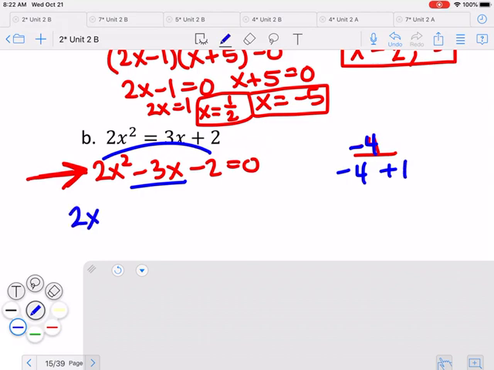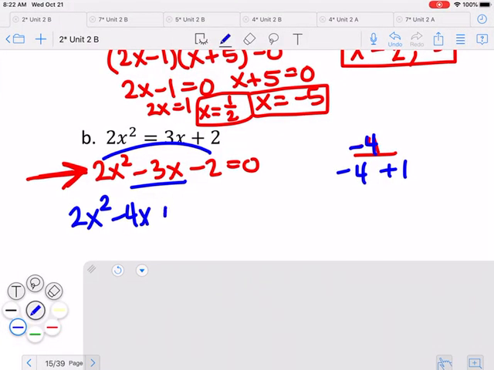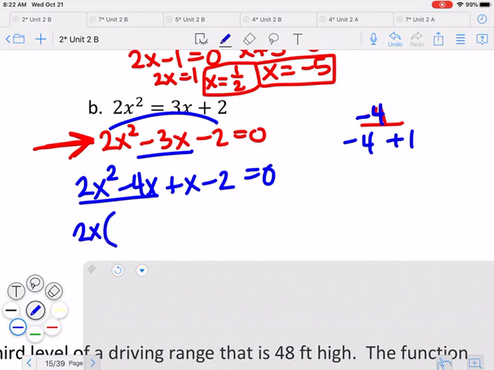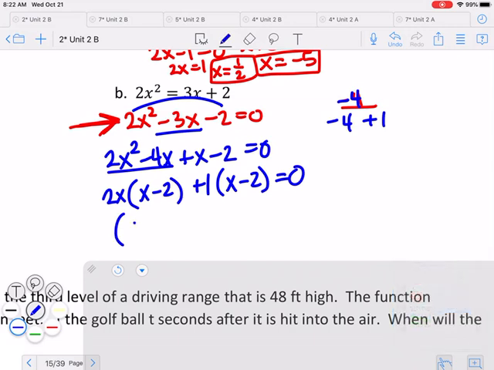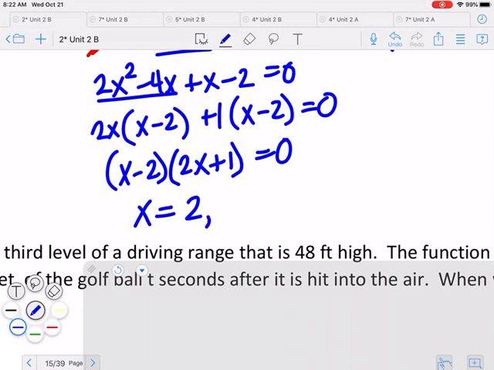So rewriting 2x squared minus 4x plus 1x minus 2 equals 0. Factor by grouping, there we can take out a 2x, x minus 2. Copy down x minus 2, and when it matches, it's the same thing. That just means there's a 1 in front. So our two factors are x minus 2 times 2x plus 1. Set each factor equal to 0 and solve. We get x equals 2 and x equals -1/2.